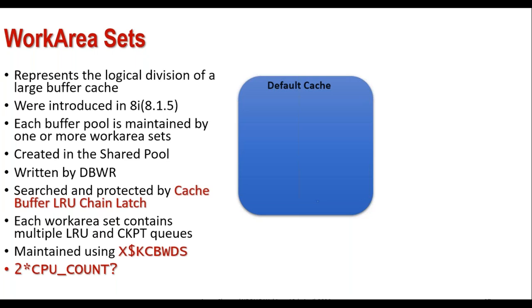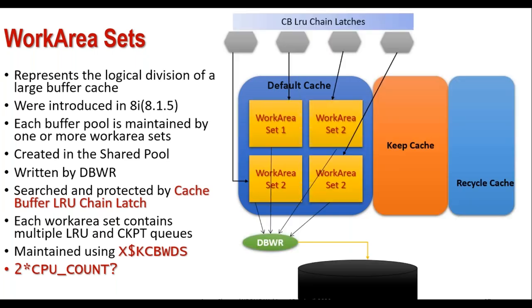$KCBWDS, which is kernel cache buffer work area descriptor set. Now, I did find out that they are based upon 2 multiplied by your CPU count. Again, like I said, it possibly can change, so do check in the latest versions whether it is still the same or not, but this is based upon the CPU count nonetheless.